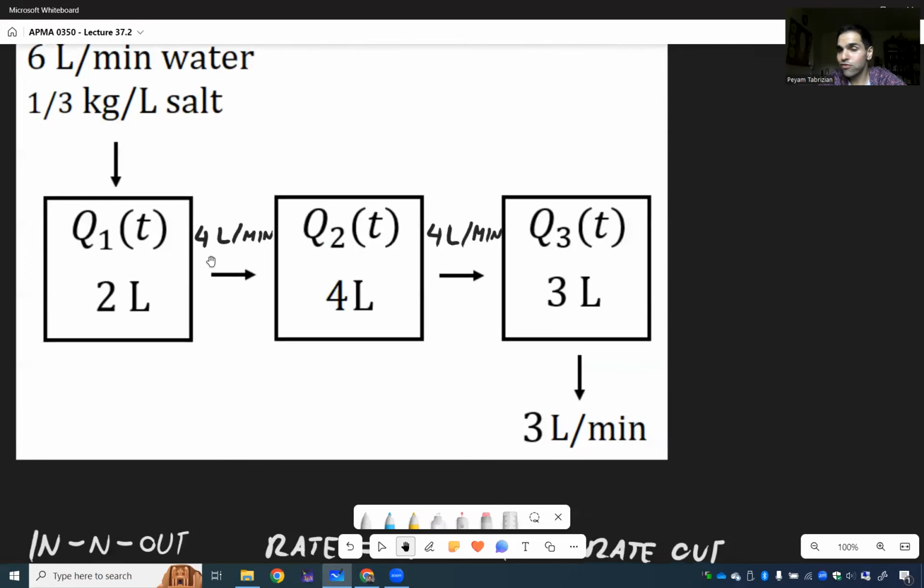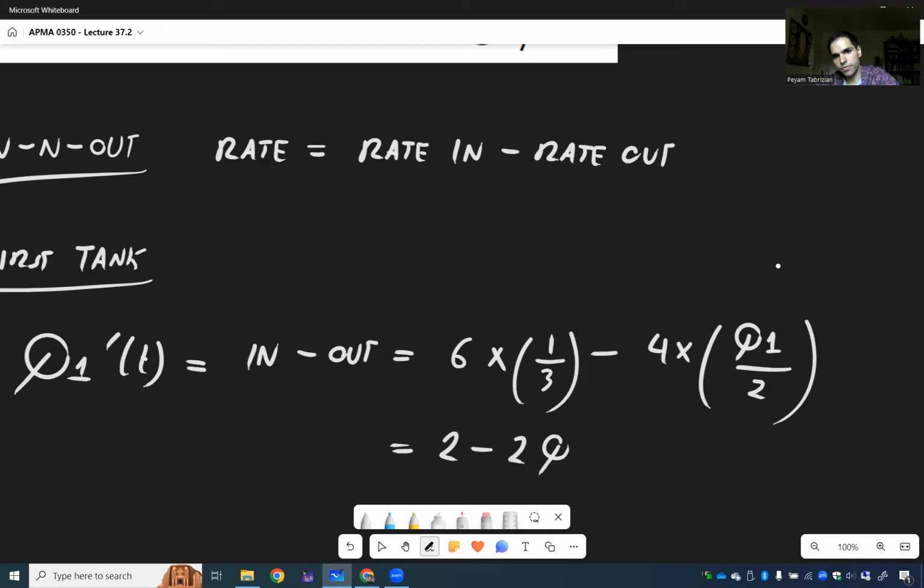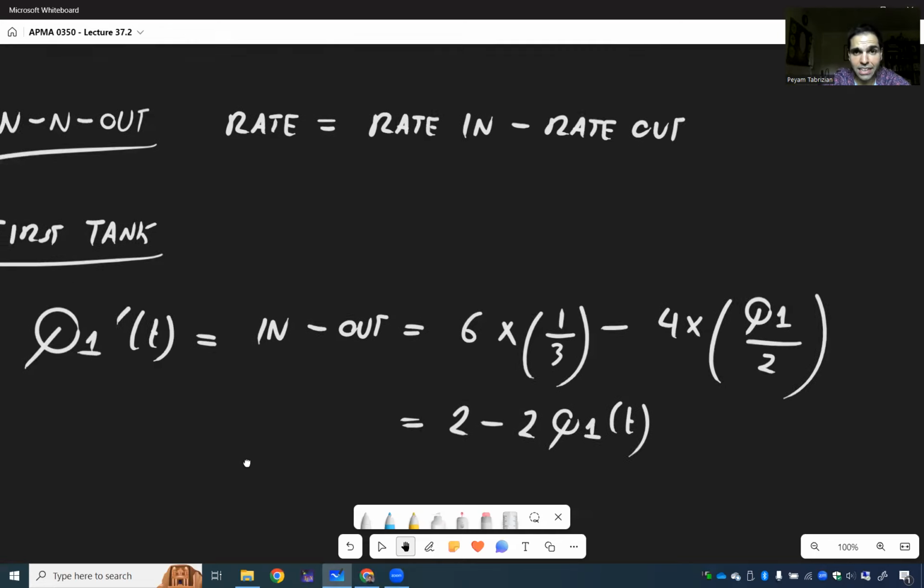The rate is 4 liters per minute. And then what's the concentration in there? It's Q1 over 2. So it depends on how much there is in this tank. So minus 4 times Q1 over 2. In the end, it becomes 2 minus 2Q1 of t. That's the first tank.